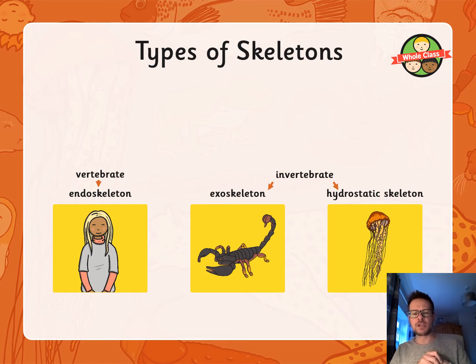Hydrostatic, say hydrostatic. Right. In the sheet attached below, on the very first page with the picture of the skeleton, there is a little box for you to write in what do you think these words mean. What do you think endoskeleton means? What do you think exoskeleton means? And what do you think hydrostatic skeleton means? Pause the video, do the writing, and then come back to the video.